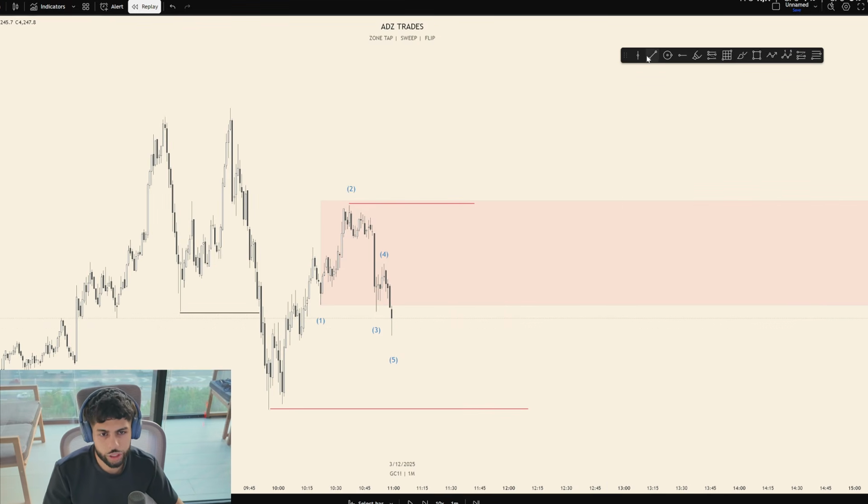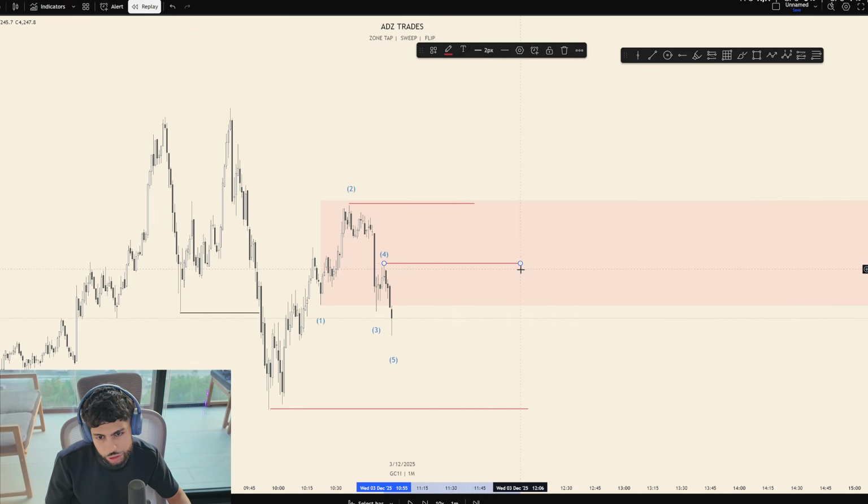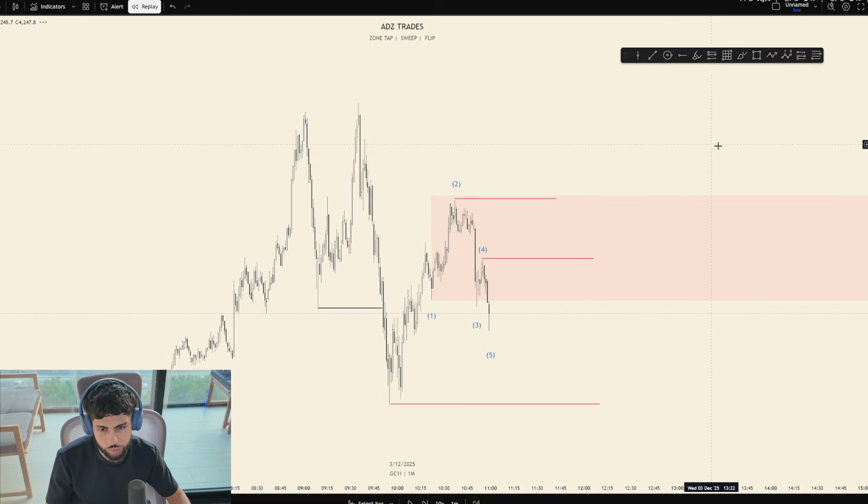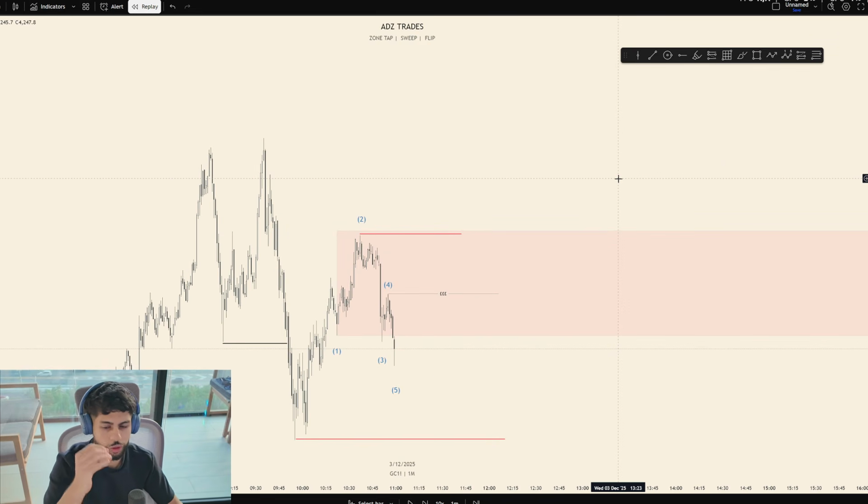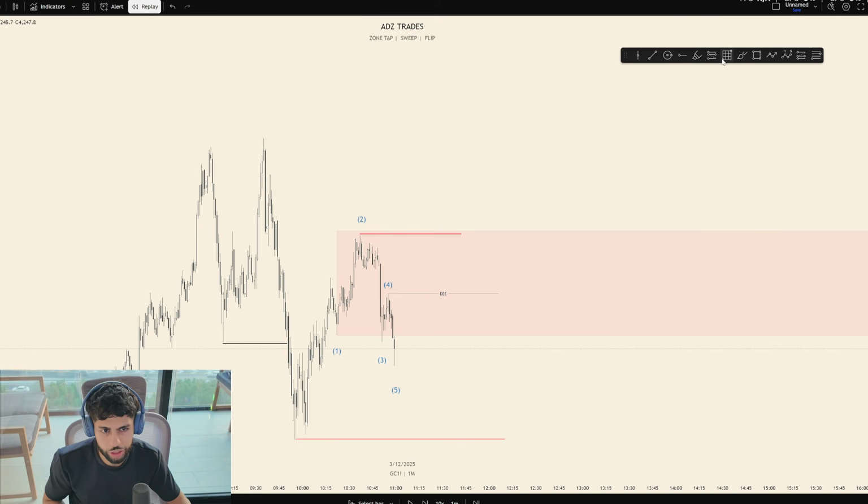So I'm looking for price to sweep this and then give me a short. If we do not sweep this, I cannot take the trade. As you can see at the top here: tap, sweep, flip. Once we come into the zone, I need that sweep. Without it, there's no trade for me to take. So let's play this out.